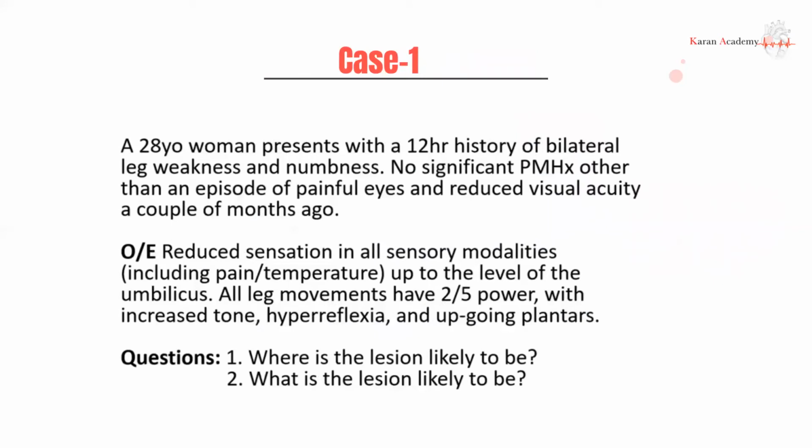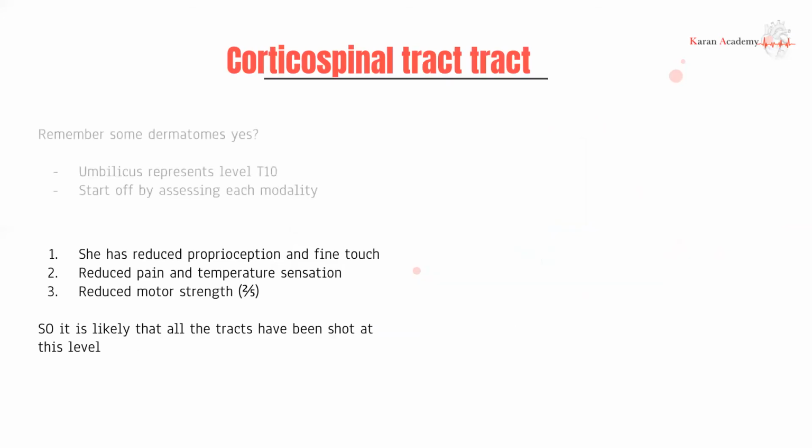Firstly, she's a middle-aged woman, which is kind of your key demographic. The fact that she has a mix of neurological symptoms, including an episode of painful eyes and reduced visual acuity a couple of months ago, is pointing to optic neuritis, which is again a common presentation for multiple sclerosis.